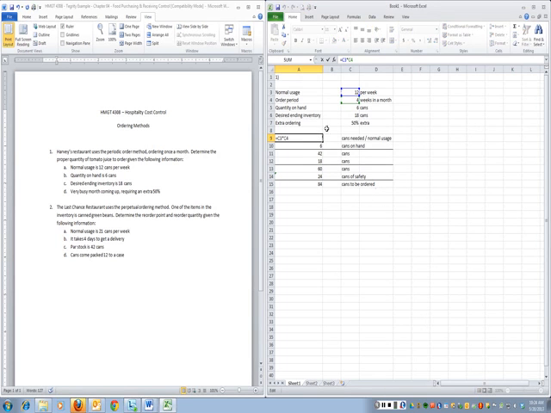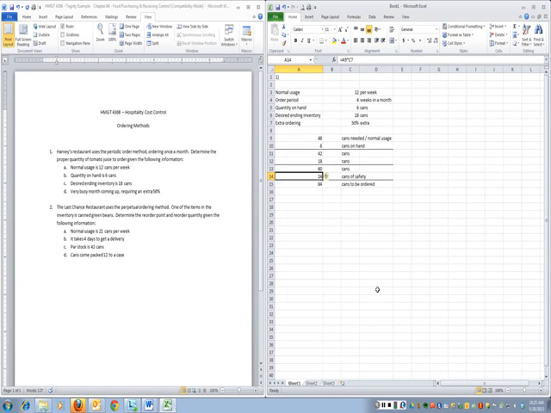We actually took our 12 cans per week times the 4 weeks in the month to get our 48. Then we subtracted our 6 cans on hand to get a subtotal of 42 cans. Then we added in our desired ending inventory of 18 cans to give us a subtotal of 60.